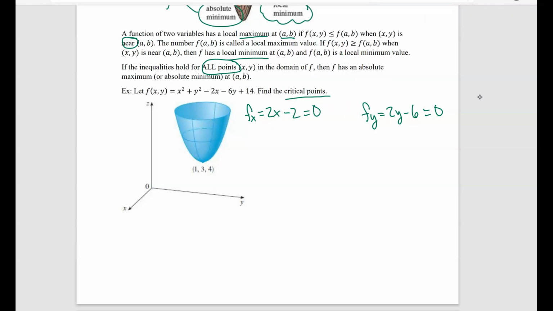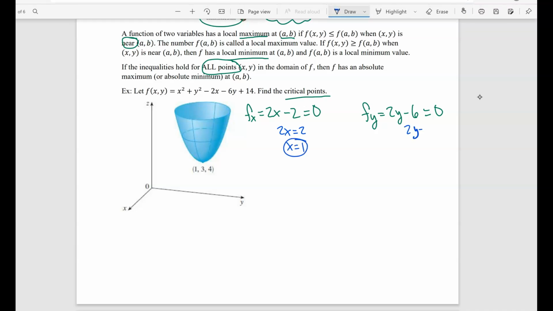So in this case, here we have 2x equals 2, so x equals 1. 2y equals 6, so y equals 3. So you can see that the x value would be 1 and the y value would be 3. Here we didn't quite have a system of equations. These solved themselves. So you have 1 and 3.